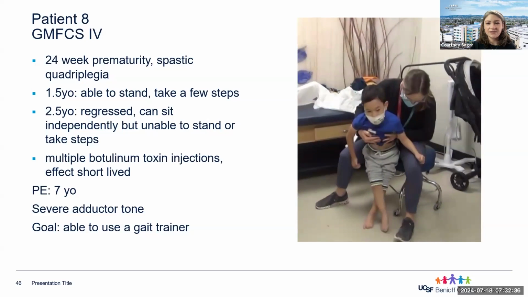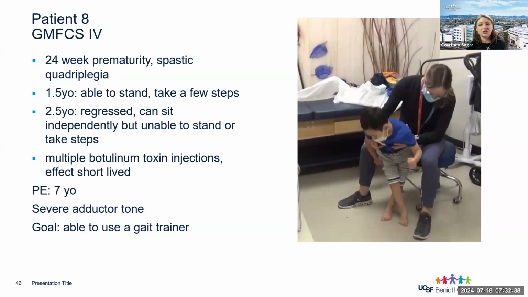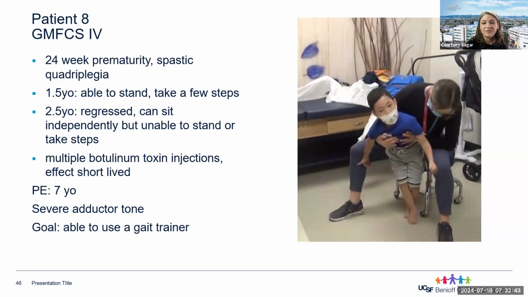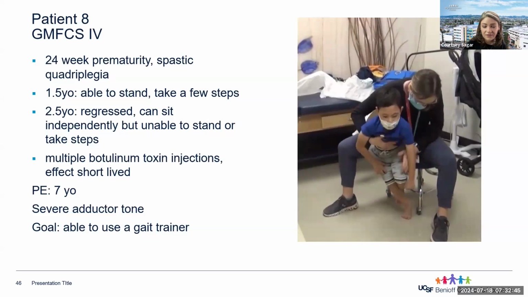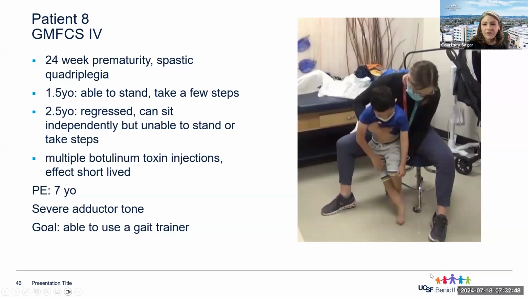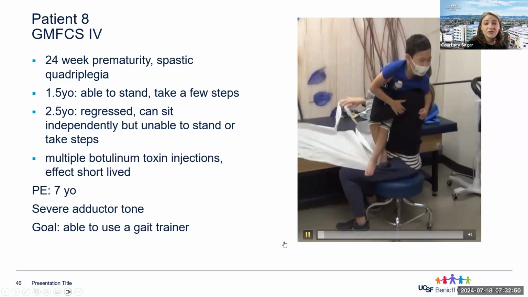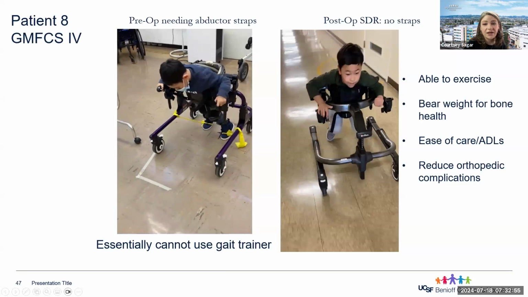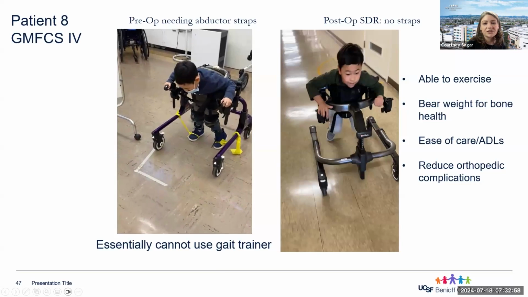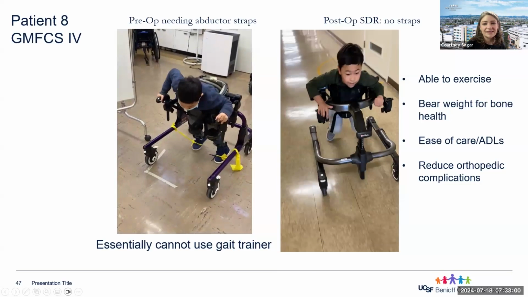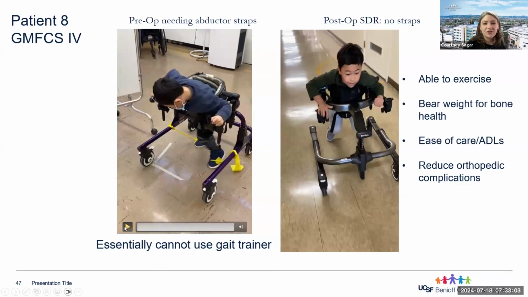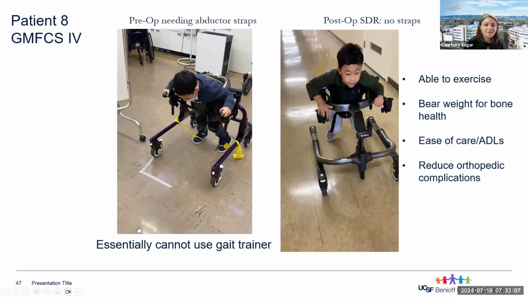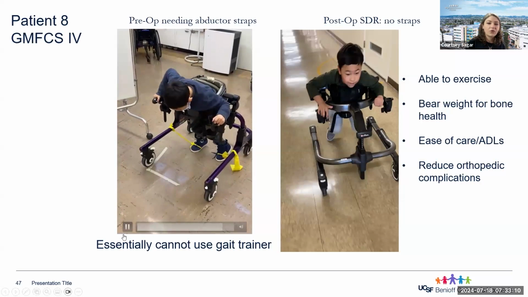We tried some botulinum toxin injections, but any effects that were seen were very short-lived. You can see here in the video that he has severe adductor tone, limiting his ability to bear weight through his feet at all, even with considerable support by our therapist at the trunk. And his goal was to use a gait trainer. The video on the left is still pre-SDR, and he required abductor straps, which are essentially exercise bands on either side of the walker to keep his legs apart. Even with that intervention, you can see that he's not really able to advance his steps to move his feet forward. Rather, he's kind of pushing himself forward with both feet to propel the walker forward just a short distance.